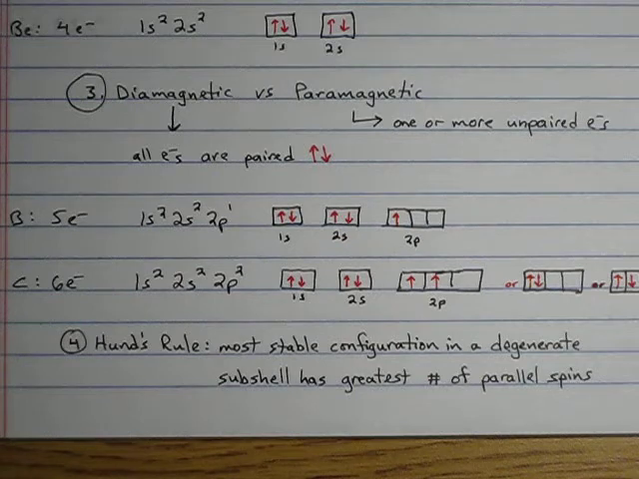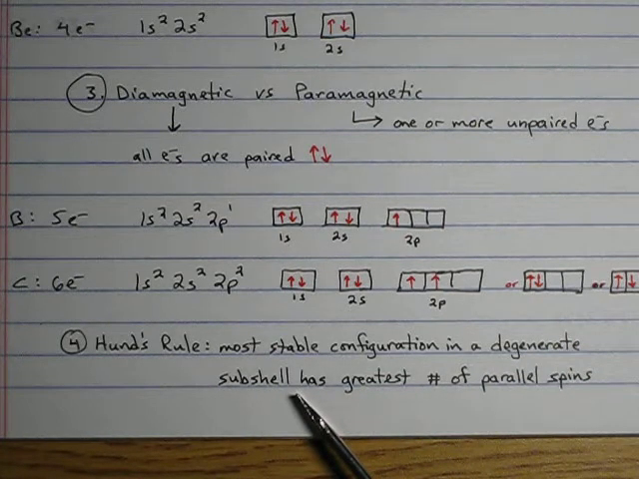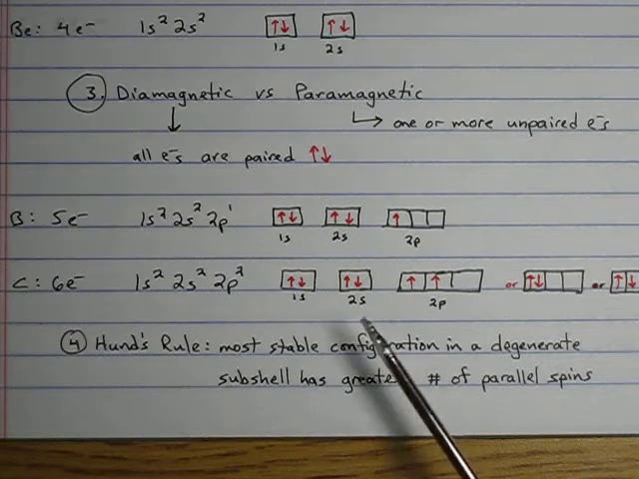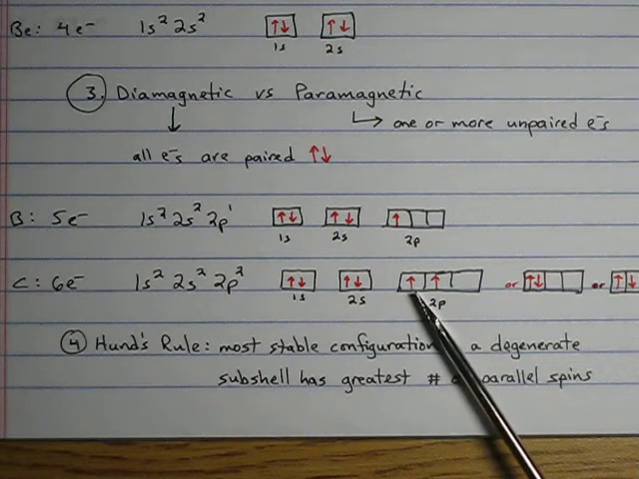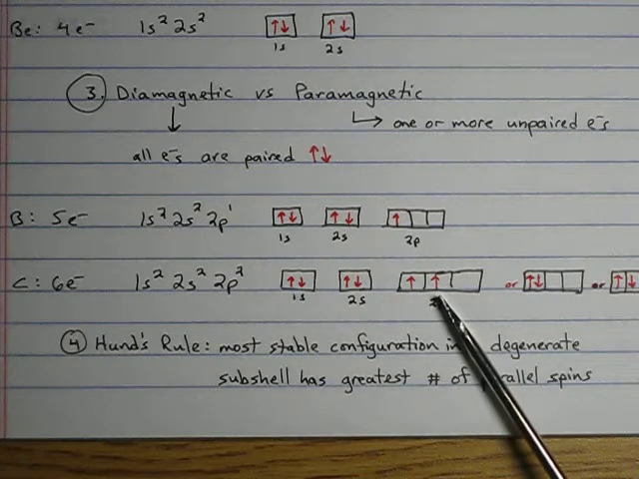Well, good news, we have another principle to memorize, Hund's rule. The most stable configuration in a degenerate subshell has the greatest number of parallel spins. That's just a long way of saying when you put the first electron in here, spin up, the next electron will go in the next box over, also spin up.